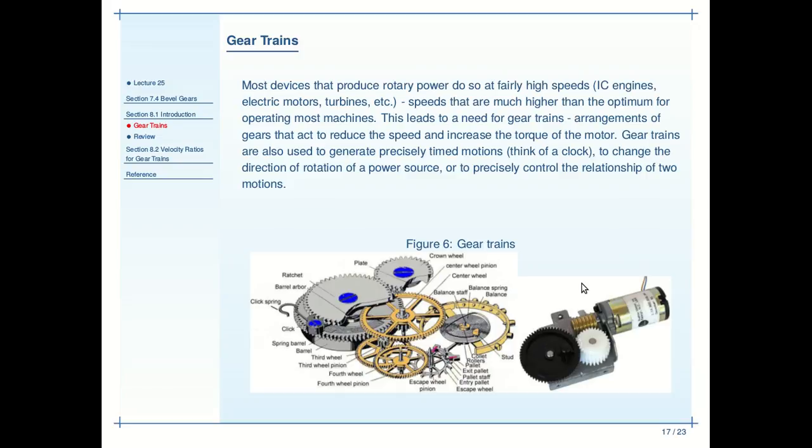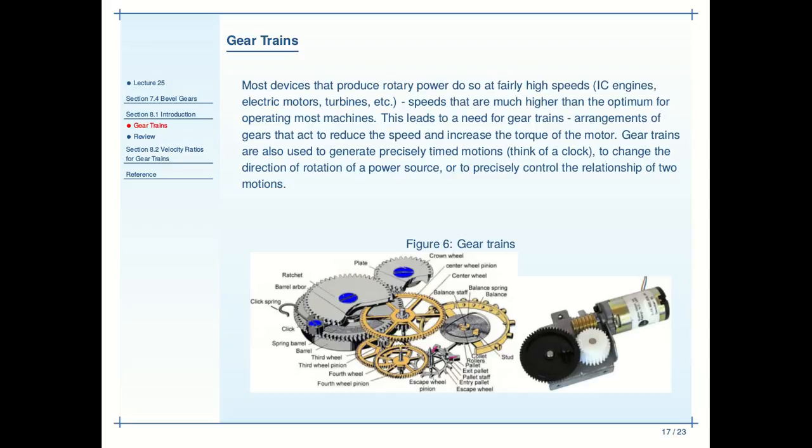As you're probably aware, most of the things that we have that produce rotary power do so at a fairly high speed. An internal combustion engine that's loafing along at 1,000 RPM is still turning at a fairly high speed and really does not make a tremendous amount of power until that speed goes up.